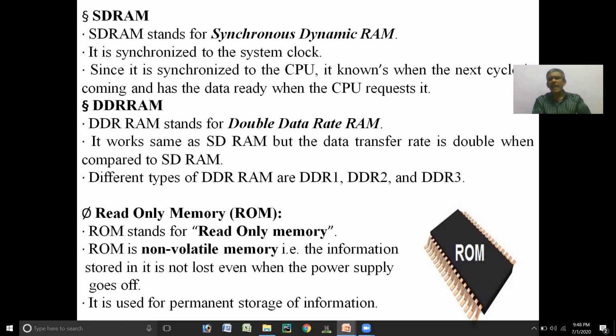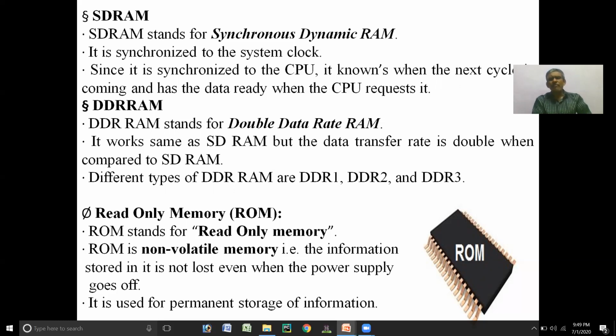Then DDR-RAM. DDR stands for Double Data Rate Random Access Memory. It works the same as SDRAM, but the data transfer rate is double when compared to SDRAM. The name itself specifies double data rate. That's why it is twice as fast as SDRAM. The different types of DDR RAMs are DDR1, DDR2, and DDR3.